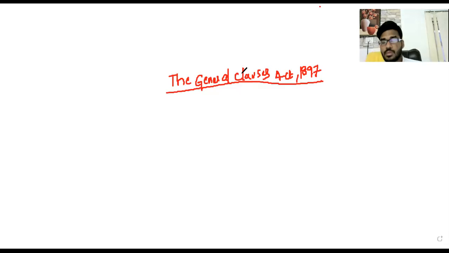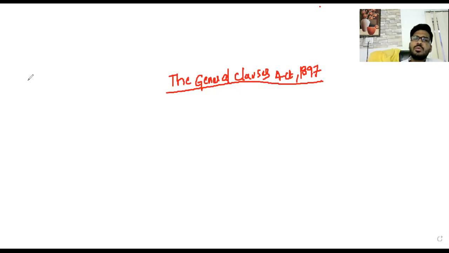So listen. What is the General Clauses Act? What is the importance related to this act? What is the need to learn about this particular act in this particular scenario? We need to learn it. So listen carefully.